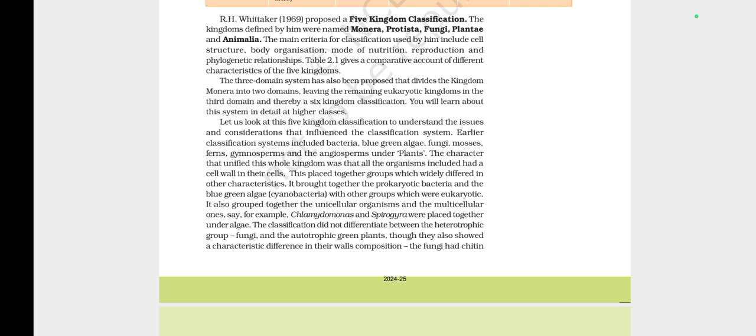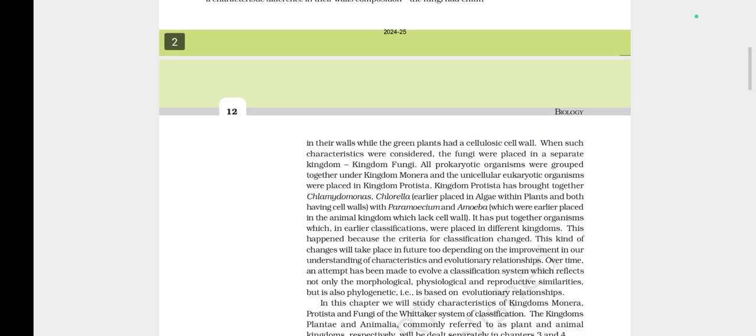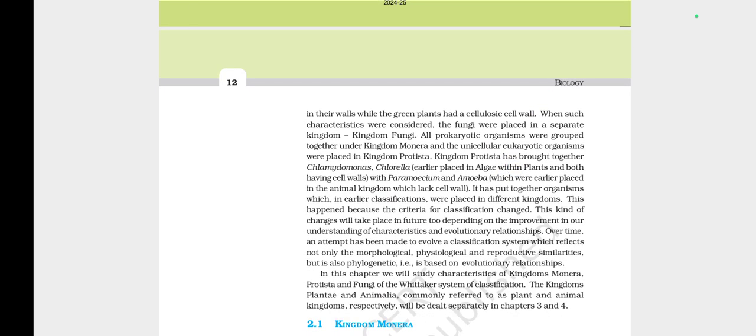It also grouped unicellular organisms and multicellular organisms, for example, Chlamydomonas and Spirogyra, which are grouped under algae. The classification did not differentiate between the heterotrophic group fungi and the autotrophic green plants, though they also showed a characteristic difference in their wall composition. The fungi have chitin in their walls, while the green plants have a cellulosic cell wall. When such characteristics were considered, the fungi were placed in a separate kingdom Fungi.